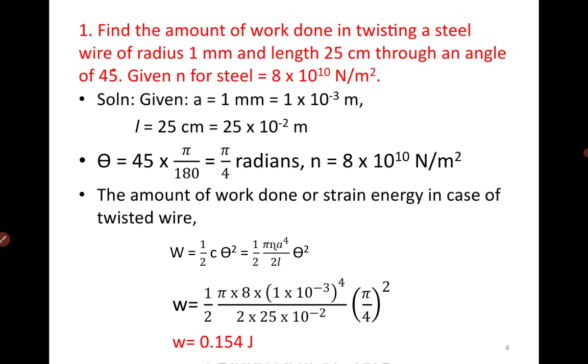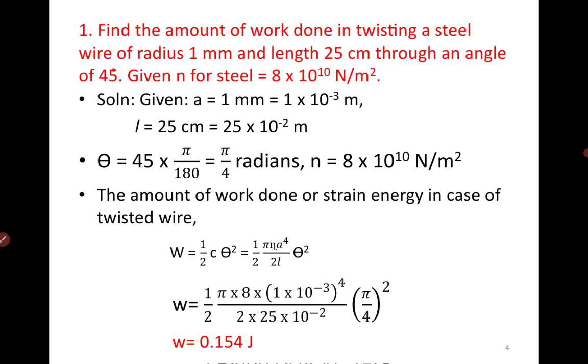In the solution of the problem, we have to first write the given values. Here the given values are a, the radius of the wire, a is equal to 1 millimeter. It is equal to 1 into 10 power minus 3 meter, converting millimeter into meter. Then the length of the wire is 25 centimeter. Convert centimeter into meter, that is 25 into 10 power minus 2 meter.